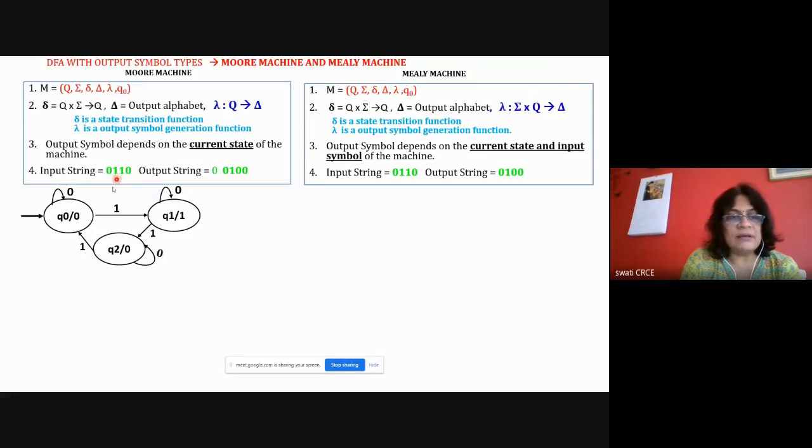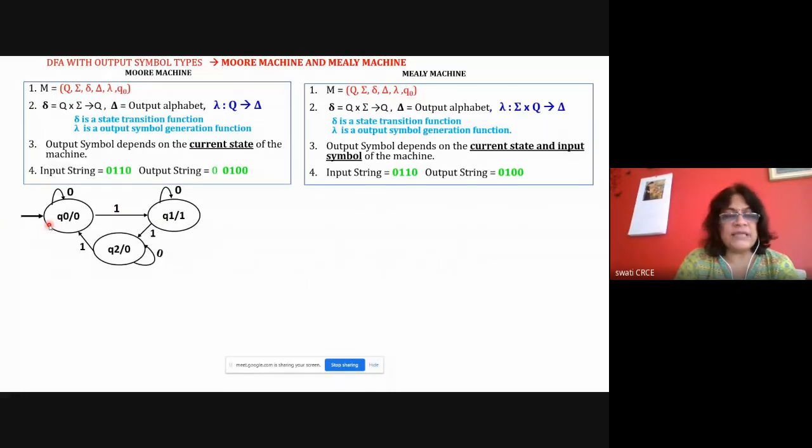Then there is 1. With 1, it is generating the output symbol 1. Then again 1, it is generating the output symbol 0. And then in Q2 with 0, it is generating the output symbol 0. That's why the output is 0, 1, 0, 0. So for the input string, the corresponding output string is generated, and there is no final state. There is only an initial state.